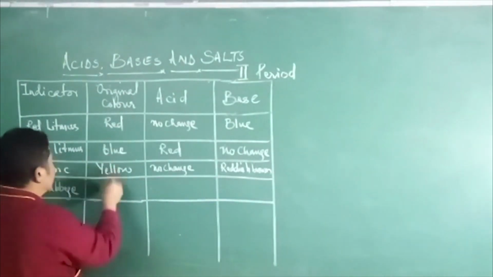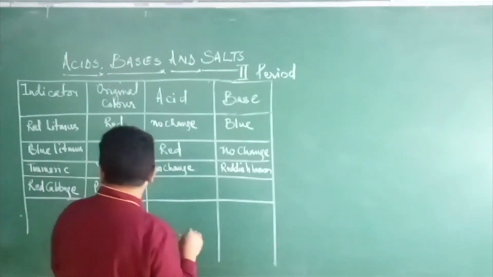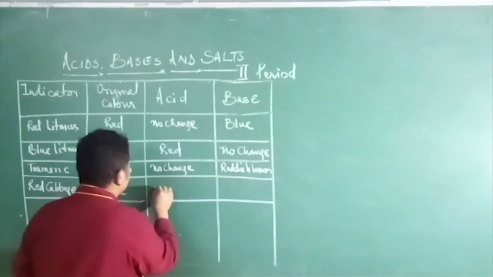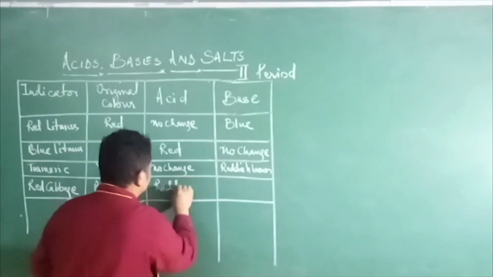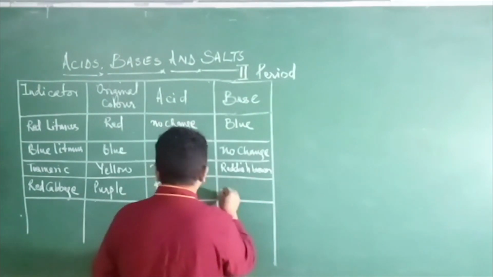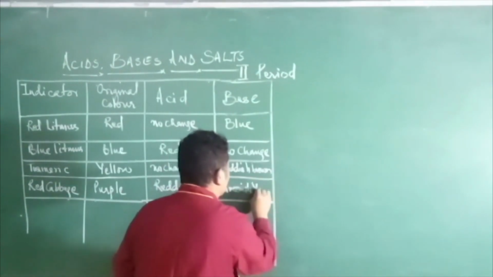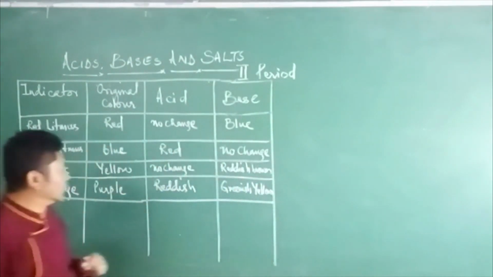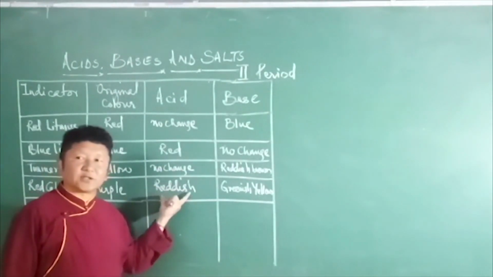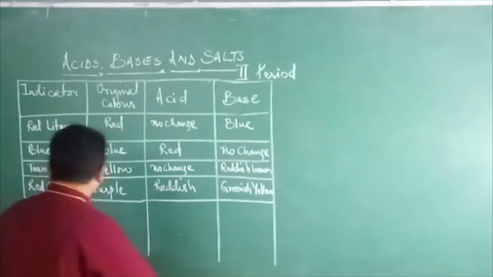Red cabbage, original color is purple, but with acid red cabbage gets converted into reddish, and with base it gets converted into greenish yellow. So red cabbage, its original color is purple, but with acid it gets converted into reddish, and with base it gets converted into greenish yellow.